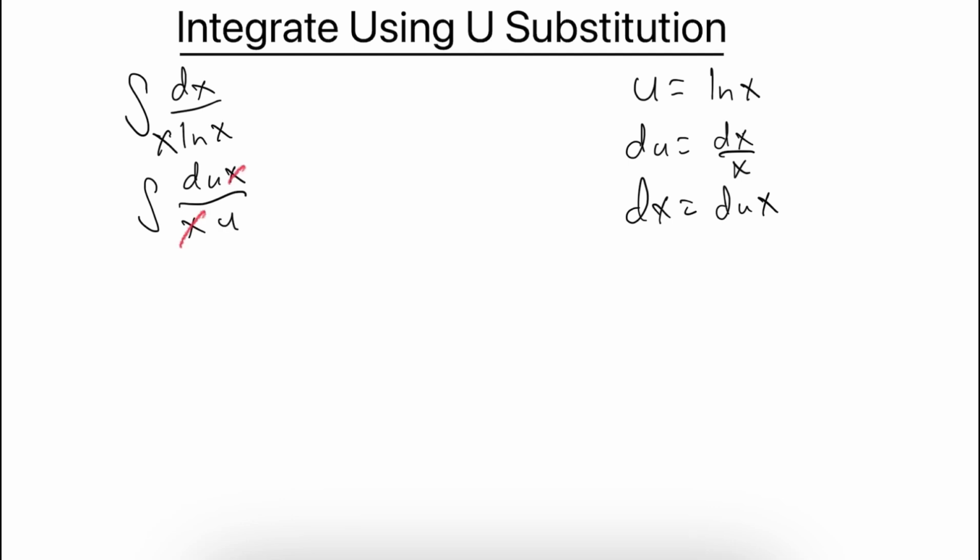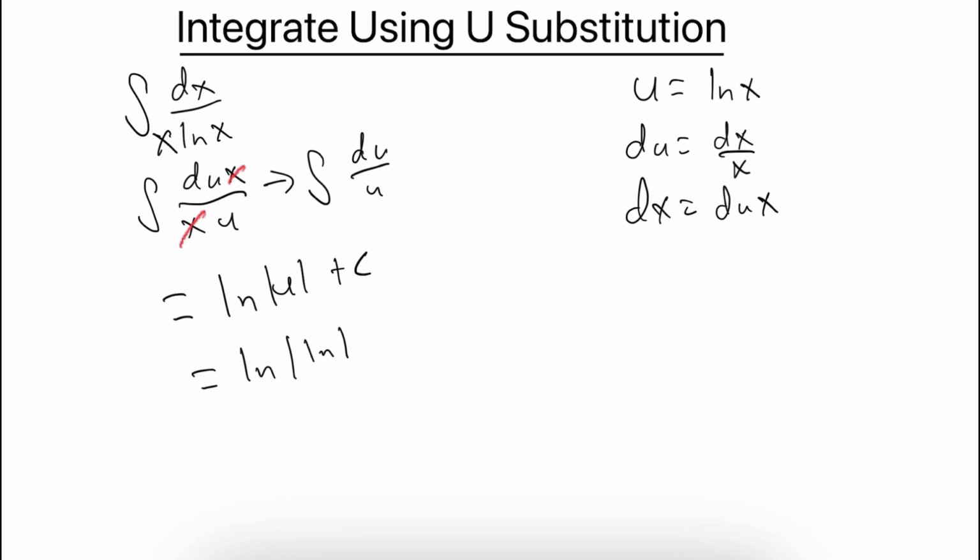So now these two x's are going to cancel out. We have the integral of du over u. So now we're going to integrate. We have the natural log of u plus c. So we'll sub in our u again. So we have natural log of the natural log of x plus c. And there's our final answer.